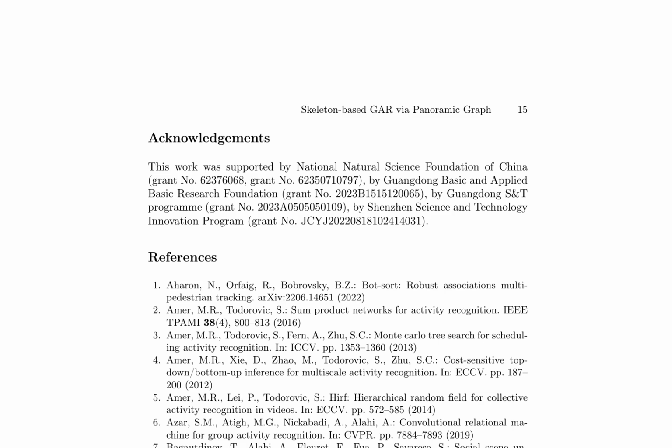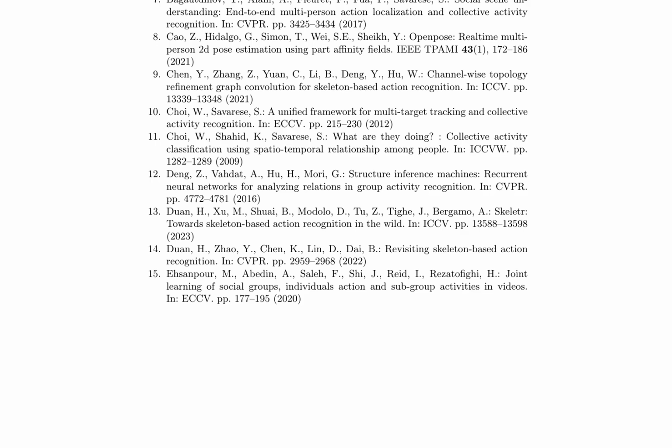The authors cite works on convolutional relational machine for group activity recognition, social scene understanding, and end-to-end multi-person action localization. They also reference papers on real-time multi-person 2D pose estimation, channel-wise topology refinement, graph convolution for skeleton-based action recognition, and a unified framework for multi-target tracking and collective activity recognition.